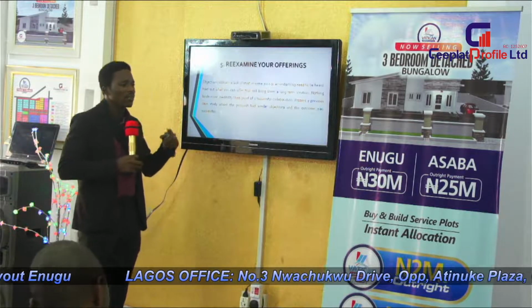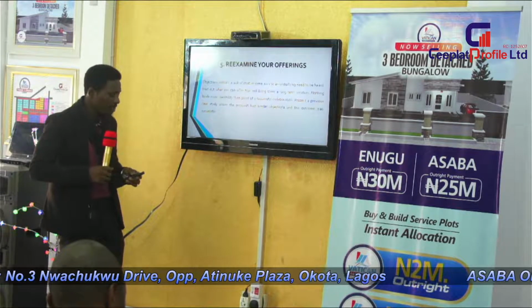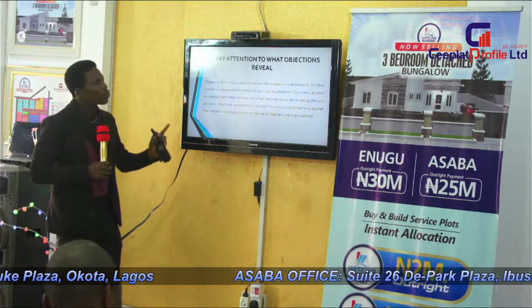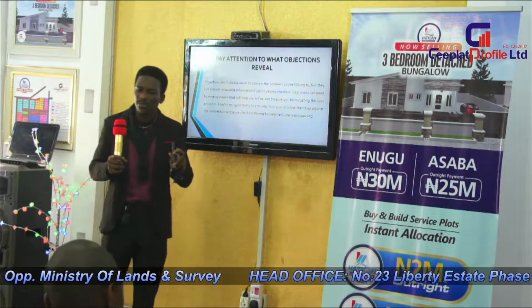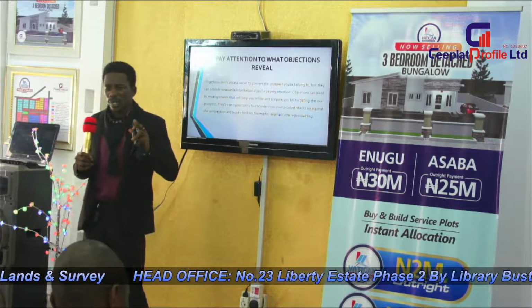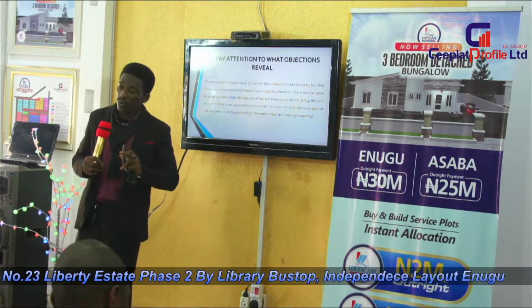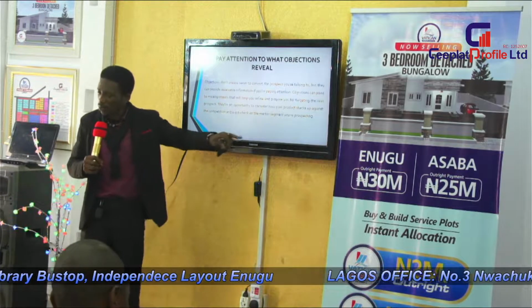So remember, re-examine your offering. Re-examine your offering. It's still very, very key. Now moving on, number 6, pay attention to what objections reveal. If you are attentive enough, believe me, you know that the objection that client is bringing to you is revealing some things. You know, we've spoken about SWOT before, the SWOT analysis, the strengths, opportunities, weaknesses, and threats. If you are attentive enough, you know that those objections is going to be leading you to one of those areas of the SWOT analysis.